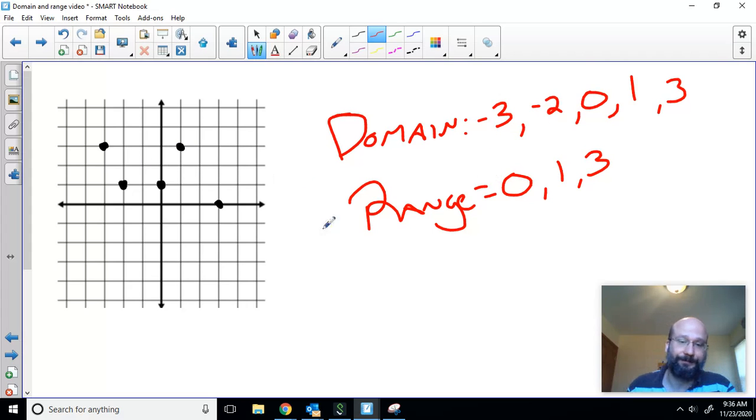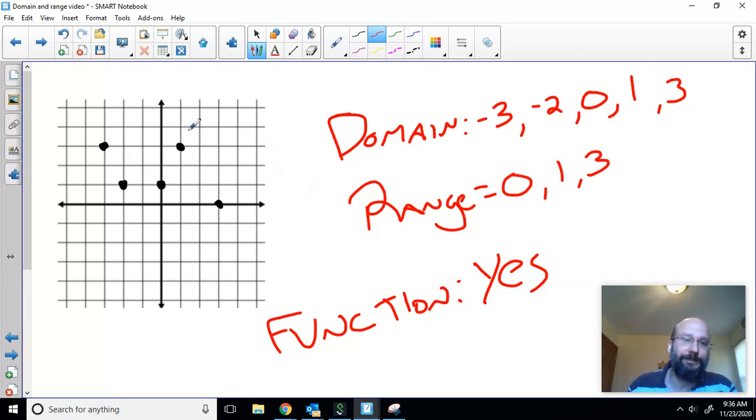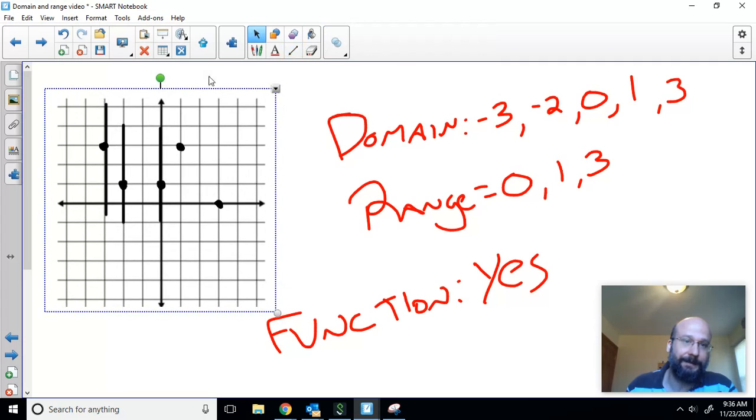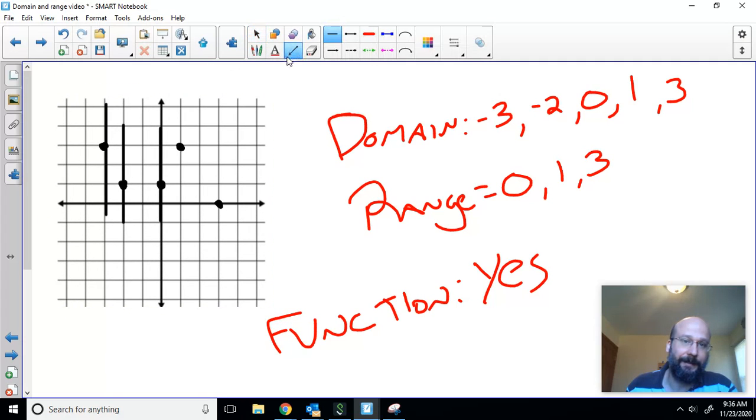Now this one, it is a function. Yes, it's a function because none of these points share the same x. Again, a vertical line test. If I drew a vertical line on each of these points, the vertical line only ever crosses one point. So that means it is a function.